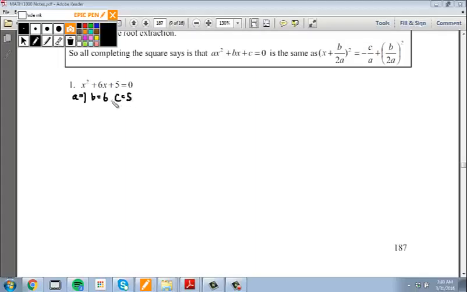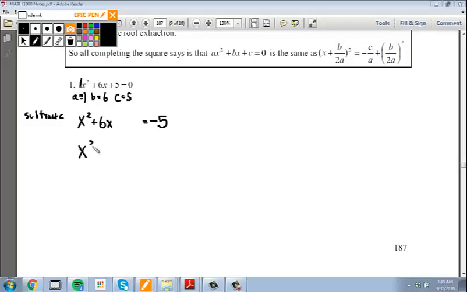A is 1, B is 6, and C is 5. When I'm completing the square, I need to make sure that the number in front of the x squared is a 1. Otherwise, I'm going to divide out that number and get rid of it. Alright, so here's what I do. I always need to subtract that number to the other side. So, I have minus 5. So, subtract the number, C.